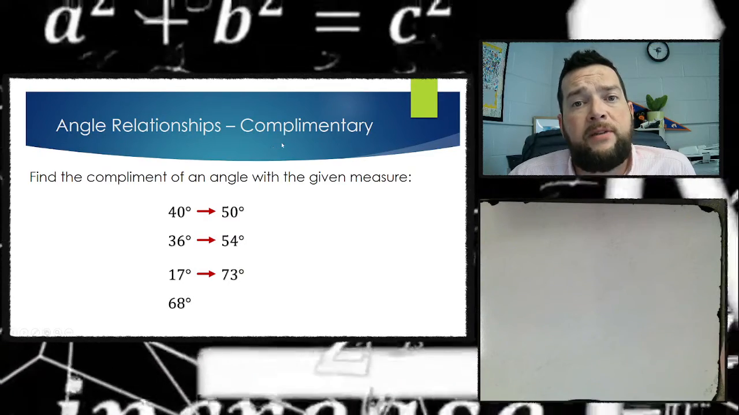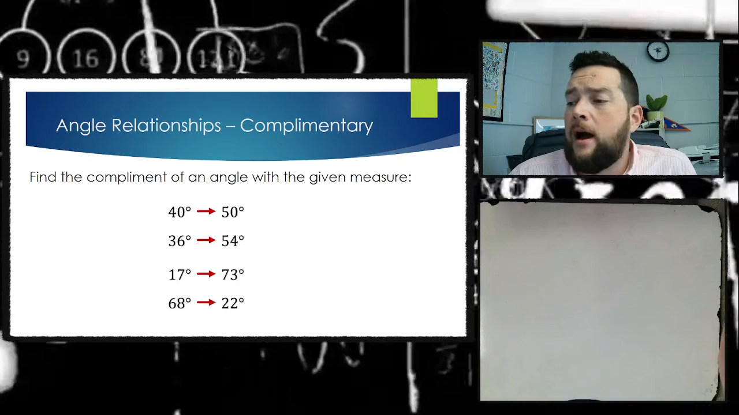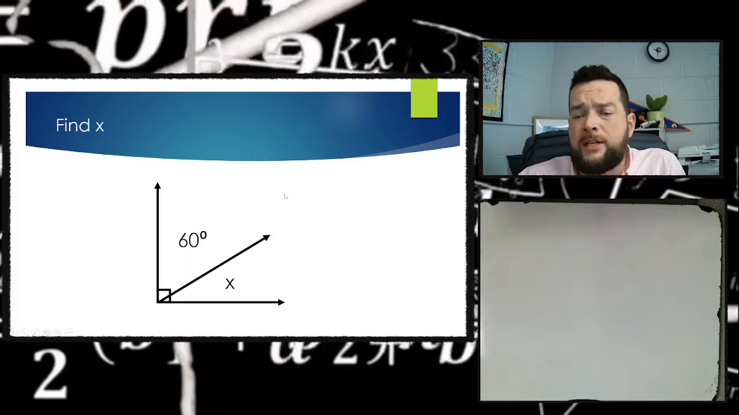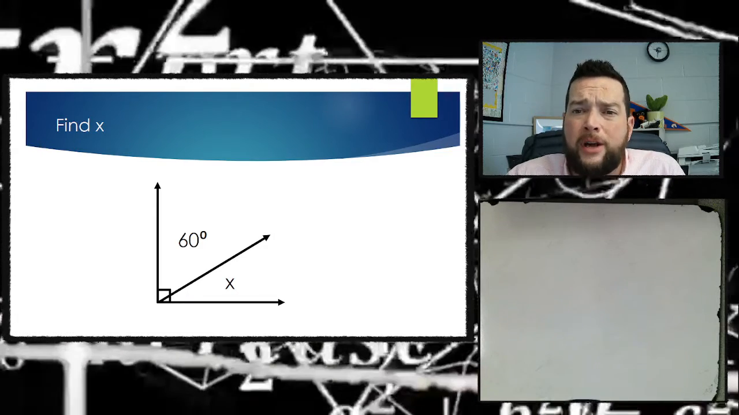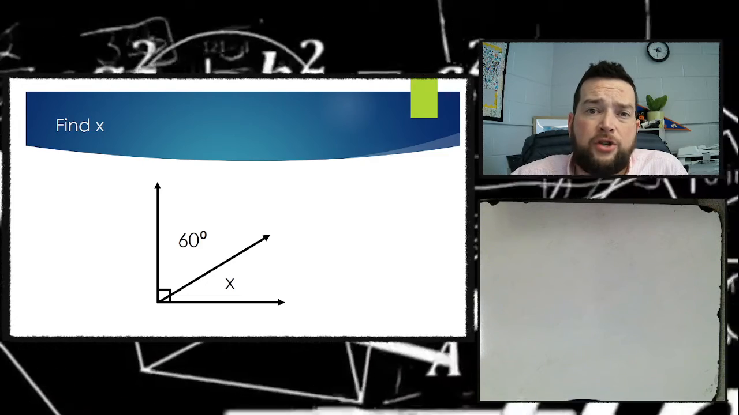17 plus 73 is 90, and then 68 plus 22 is 90. All right, so those are the complements. Let's go a little step further to how you're going to see it play out in geometry. You're going to have angle measures kind of like this.